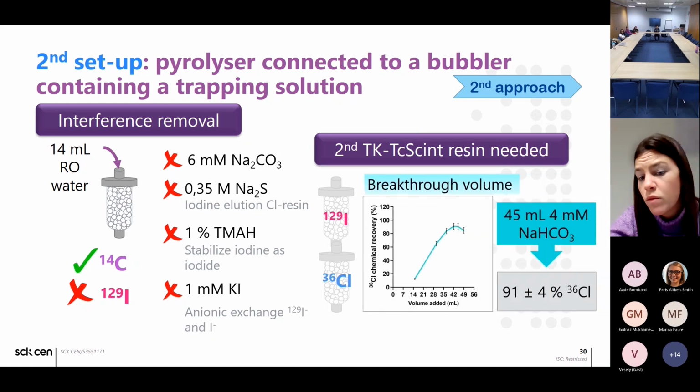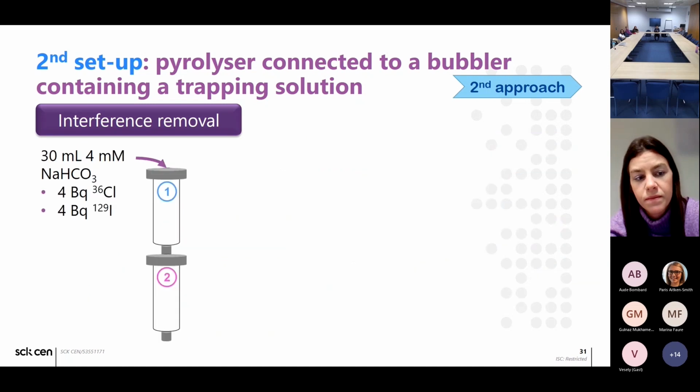But for this experiment, we first needed to know the breakthrough volume of the resin. And we could determine that it was after 45 milliliters of 4 millimolar sodium hydrogen carbonate where the recovery started going down. So we reached a compromise with this 45 milliliters with a chlorine recovery of 91%.